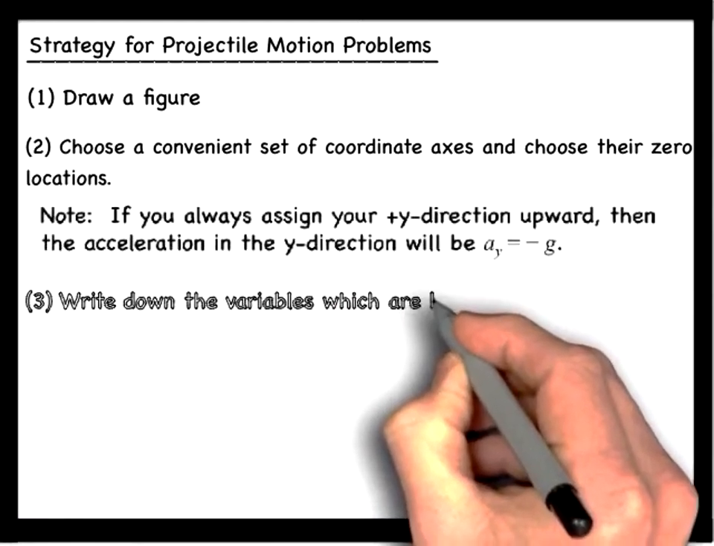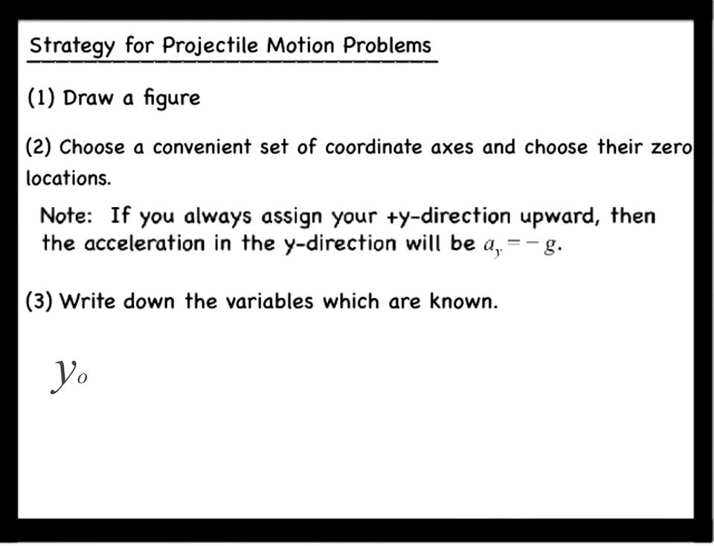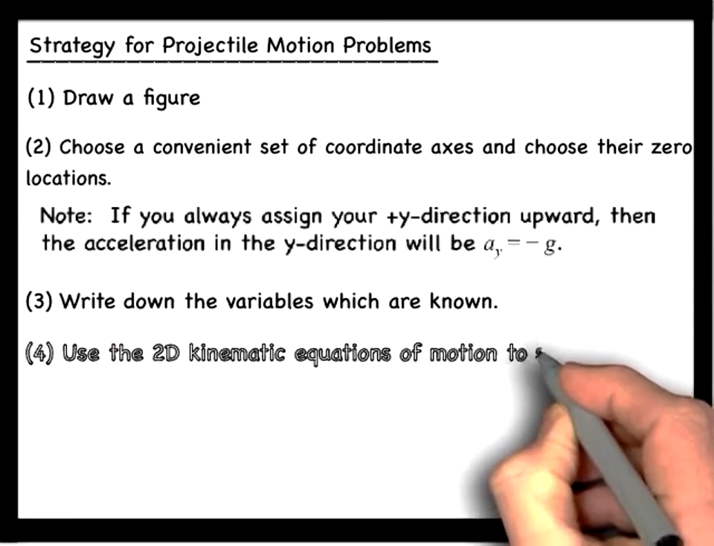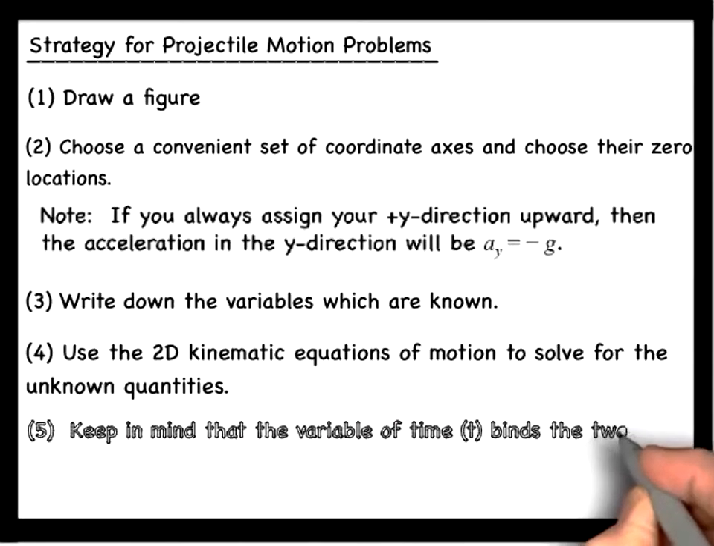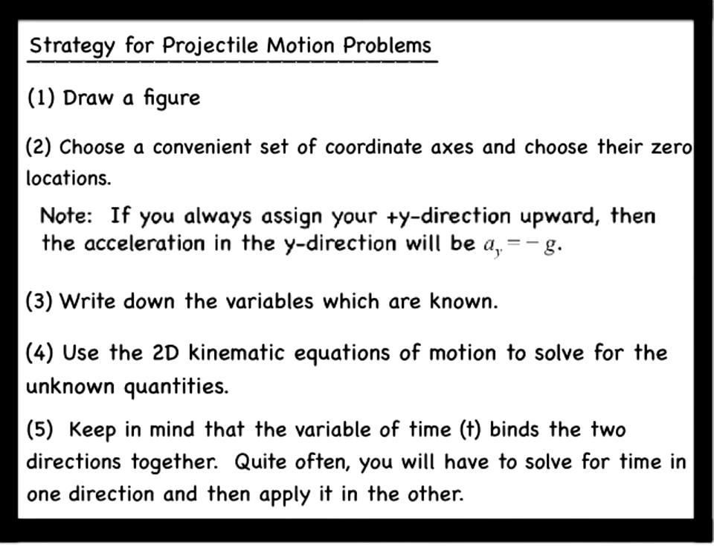Write down the variables which are known. These may include, for example, the initial position of the projectile, y initial, the final position, y final, the initial speed in the x direction, v0 x, the initial speed in the y direction, v0 y, the acceleration in the y direction, which we know is minus g, and the acceleration in the x direction, which is 0. Use the 2D kinematic equations of motion to solve for the unknown quantities. Keep in mind that the variable of time binds the two dimensions together. It's quite common to have to work in one direction first, say the y direction, in order to find time, and then use this time in the x direction to find, say, the horizontal distance covered by the projectile.